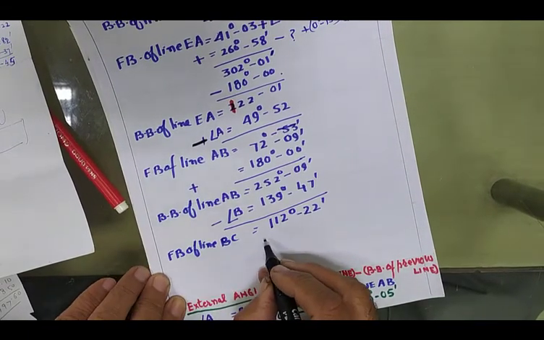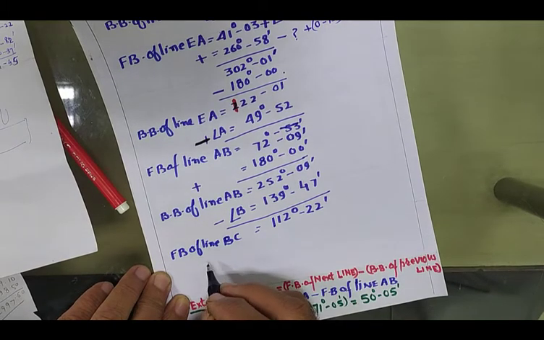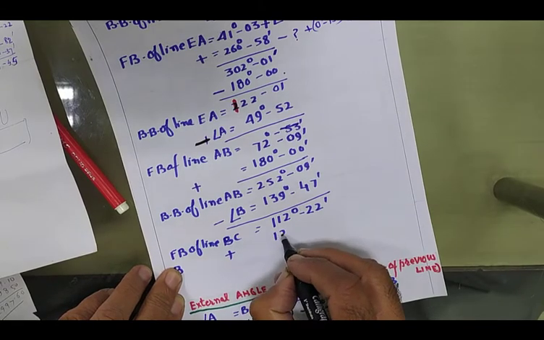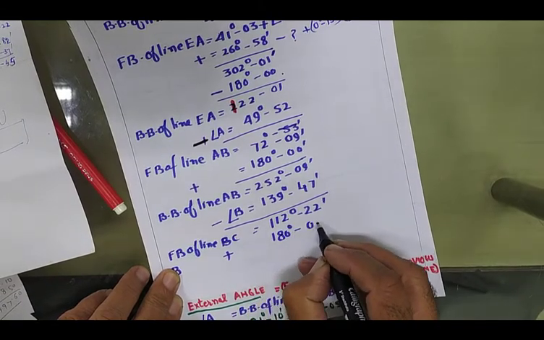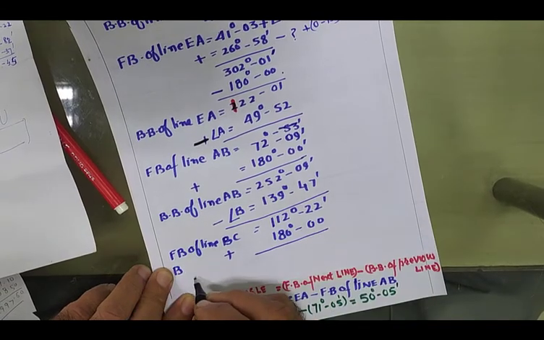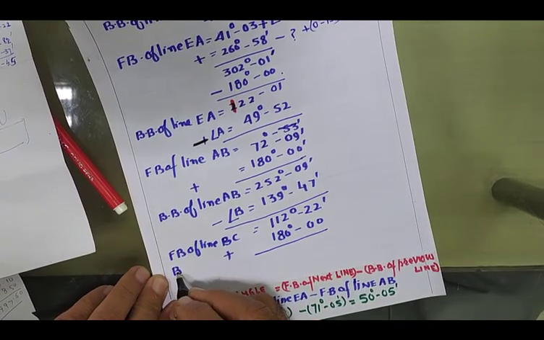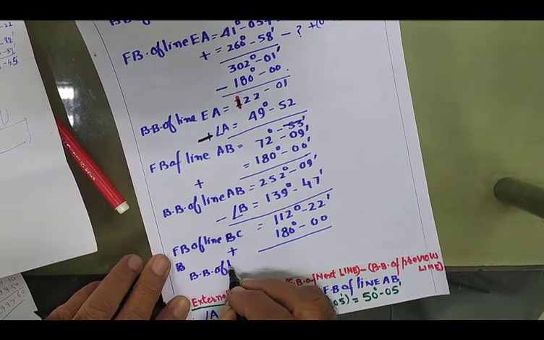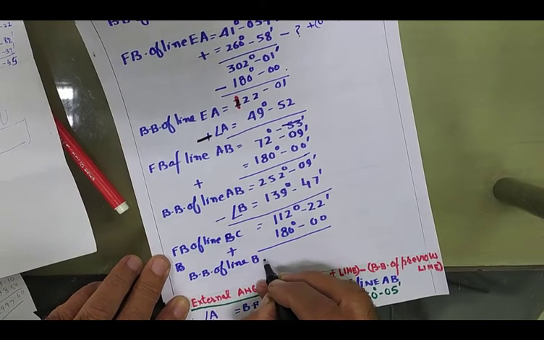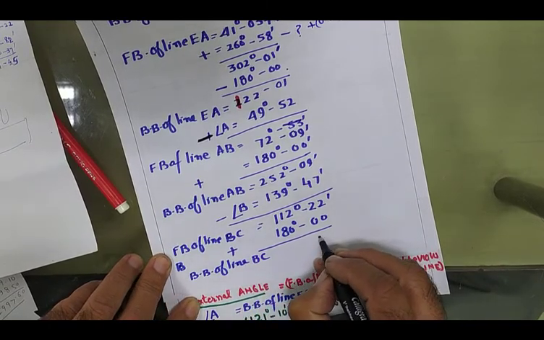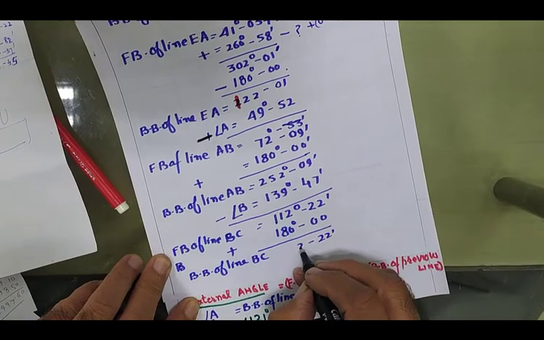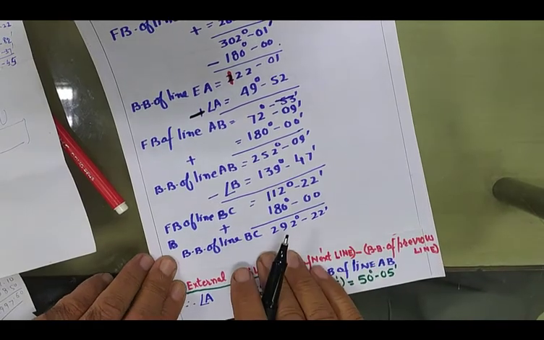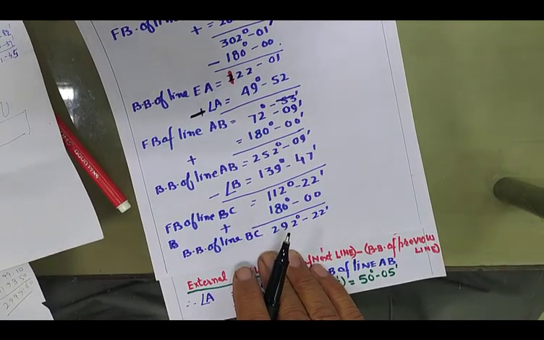Okay, so here it is less than 180 degrees. For calculation of the back bearing of line BC, you add 180 degrees. The answer will be 292 degrees 22 minutes, which is the back bearing of line BC.